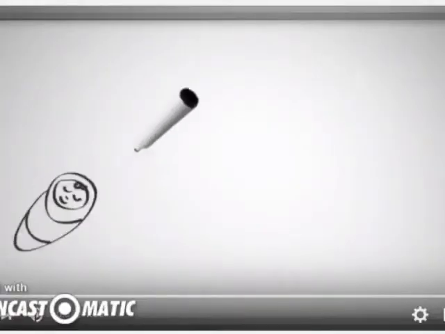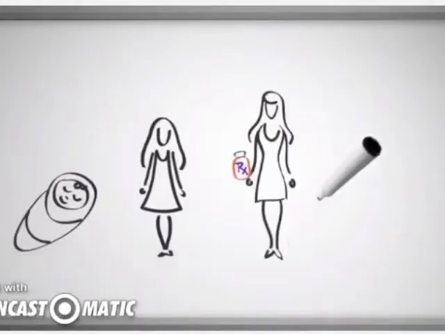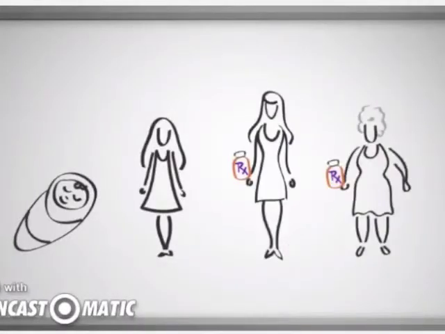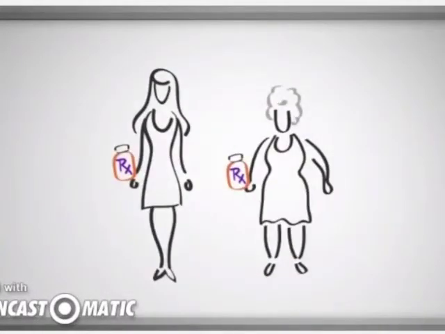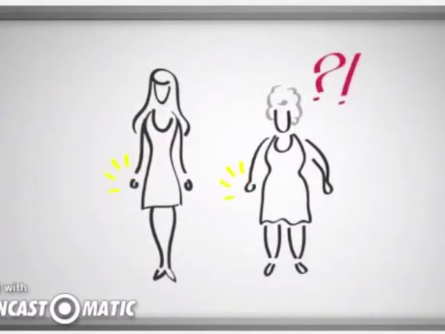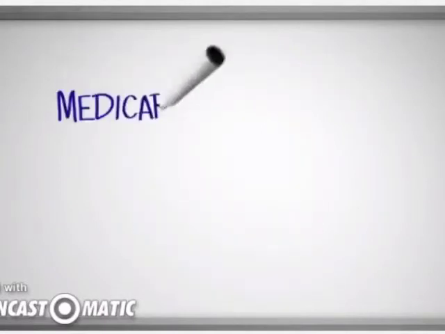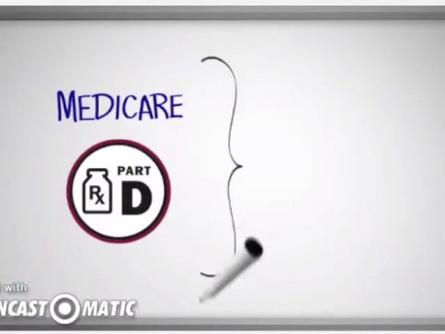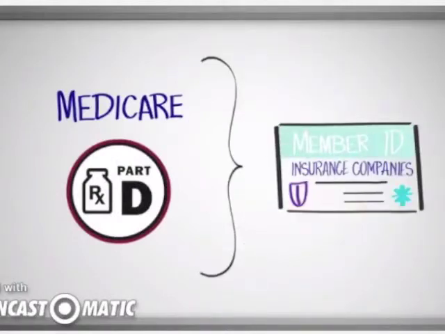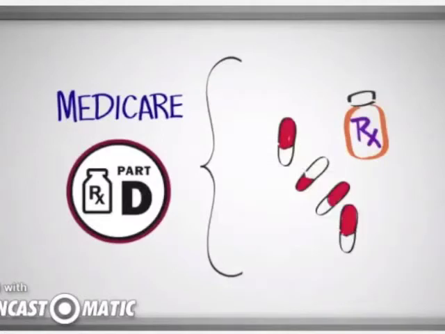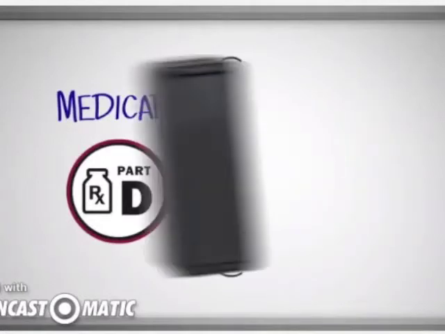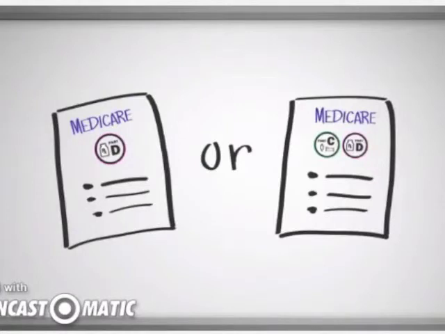People who've had health insurance all their working lives, maybe like you, are often surprised to find that original Medicare Parts A and B doesn't cover prescription drugs. That's where Medicare Part D comes in. It's offered only by private insurance companies, and it helps pay for prescription drugs. You can get Part D either as a standalone plan or included in a Medicare Advantage plan. It's up to you, depending on your needs and what's available in your area.